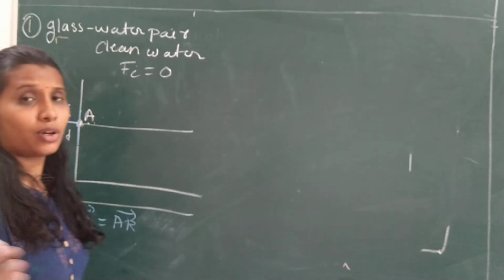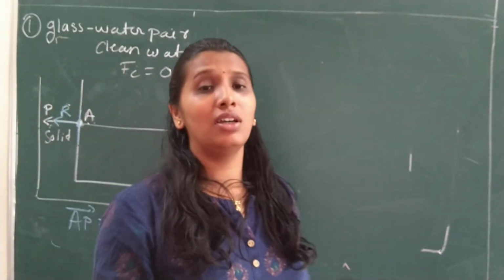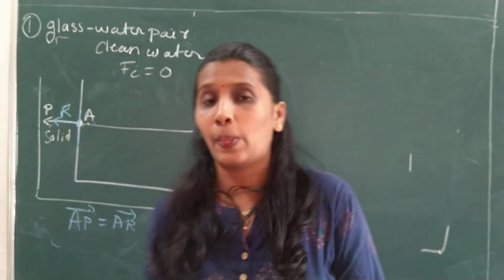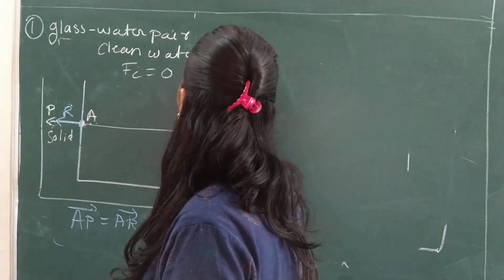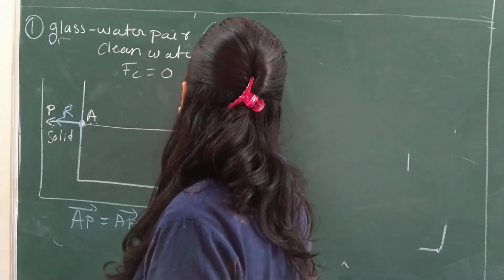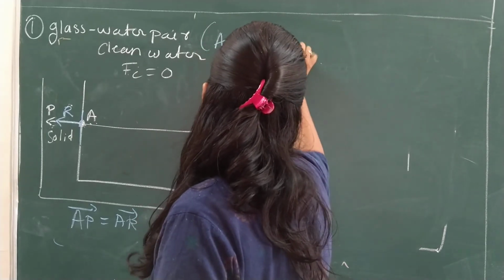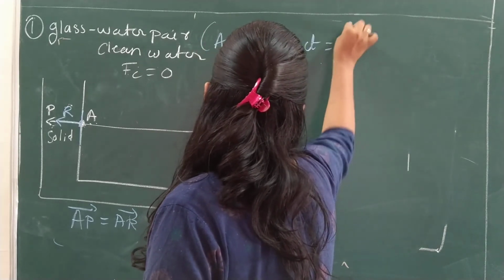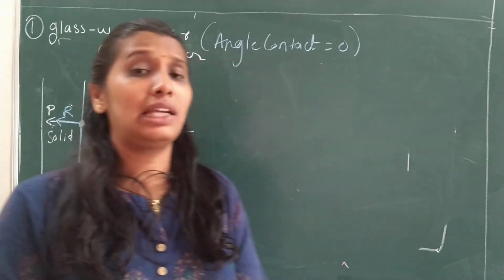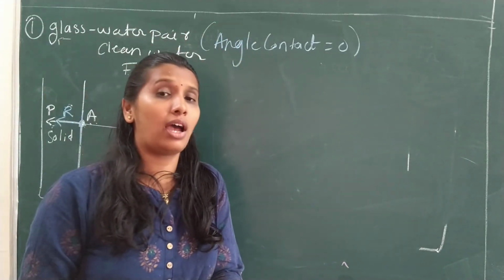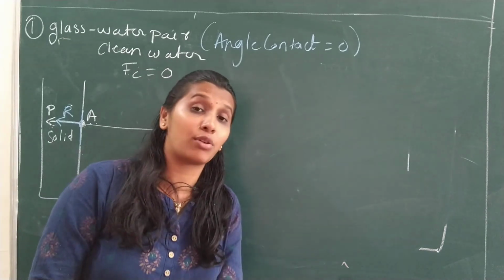No tangent, because tangent is always drawn to the curved surface. Here I can't draw that. So in this case, my angle of contact will be what? Angle of contact will be 0. Yes, because it's purely clean water, so the meniscus will not have any shape like concave or convex.